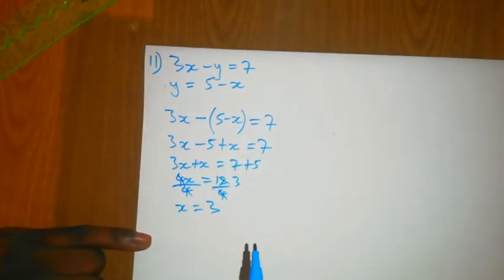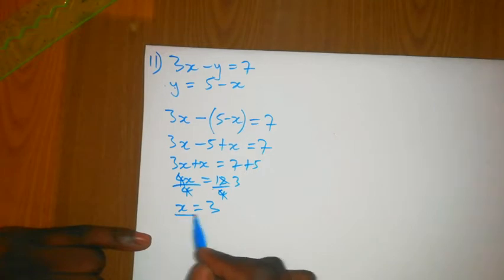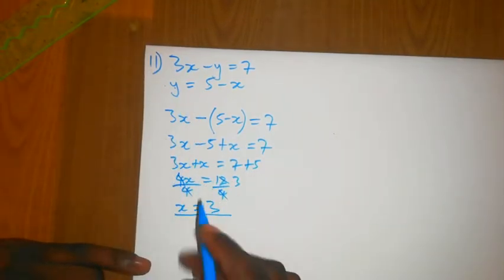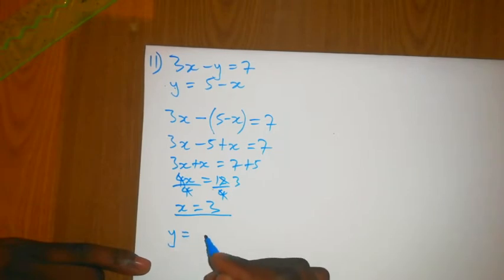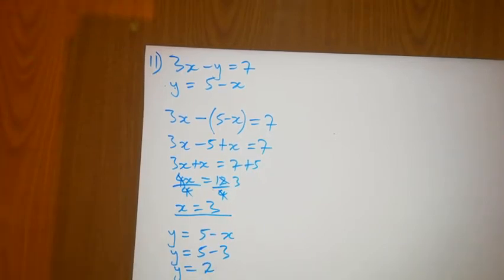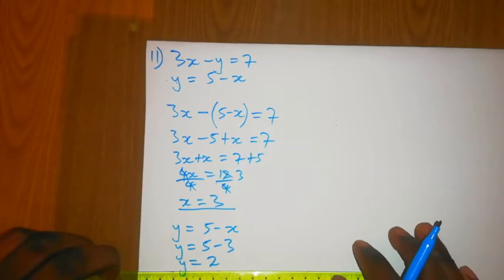It's up to you again now. You choose one equation that you want to use for your substitution. So let's try to take even that one. Y is equal to 5 minus x. Y is equal to 5 minus, instead of x, we are going to take the value of x, that is 3. Y is equal to 2. So that is your answer. Y is equal to 2. So that is our final answer.